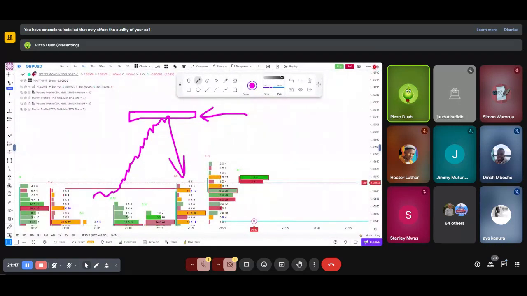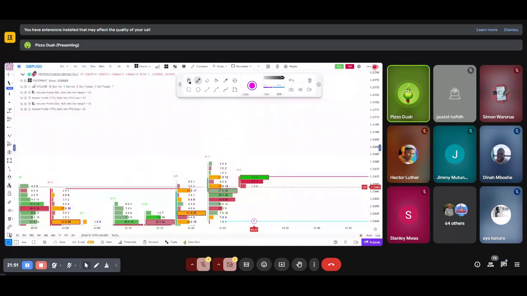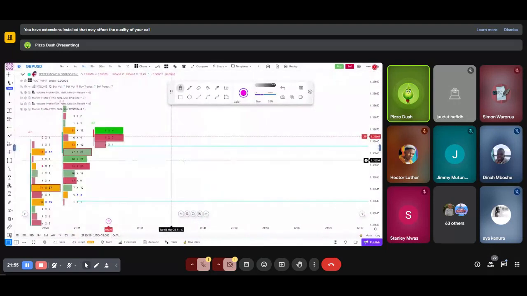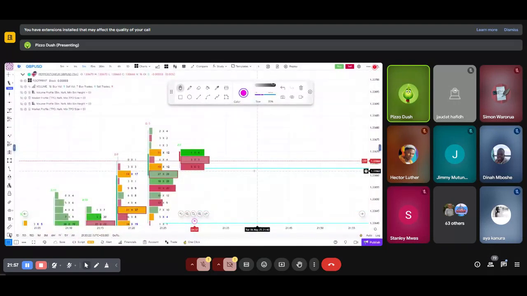Now let's compare order flow and the price action. So order flow, wewe ukisikia tu term order flow, wewe ujue it's whatever we are saying here. That's order flow. Anything to do with volume is order flow. As long as it's real time, sio kitu kilichogenerate jana. As long as it's real time, that is order flow.